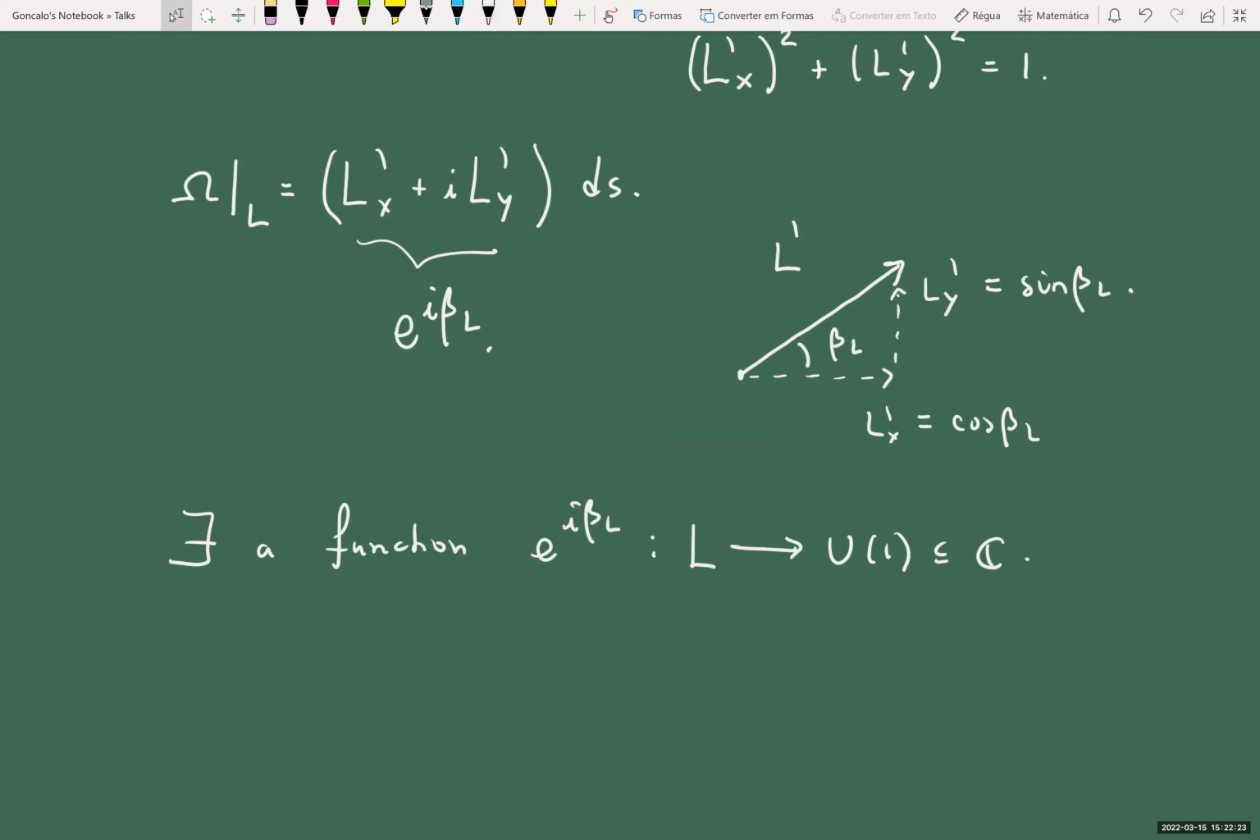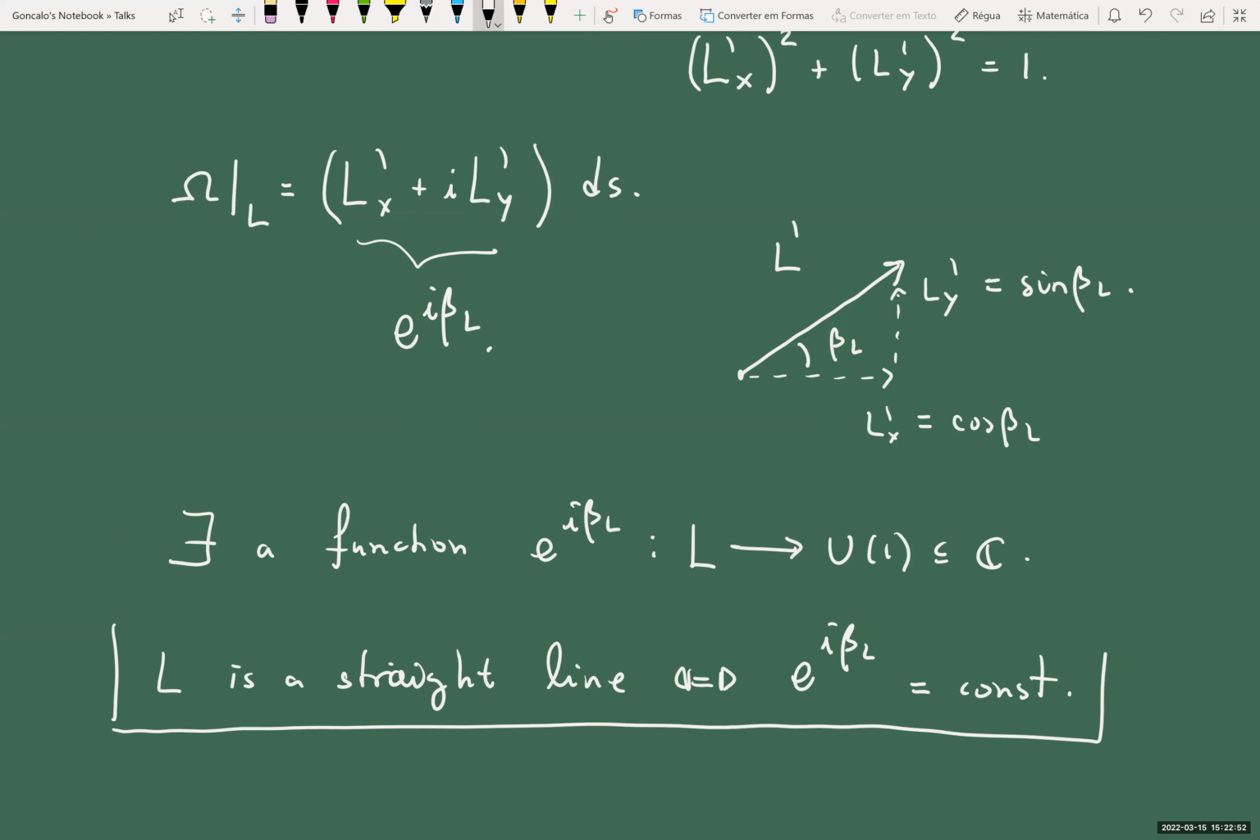And the condition that L be a straight line is the condition that its velocity vector always makes the same angle with the x-axis. So it's the condition that this function be constant. And L is a straight line if and only if e to the i beta L is constant. So that's one way to characterize straight lines: the angle that their velocity vector makes with the x-axis is always constant.